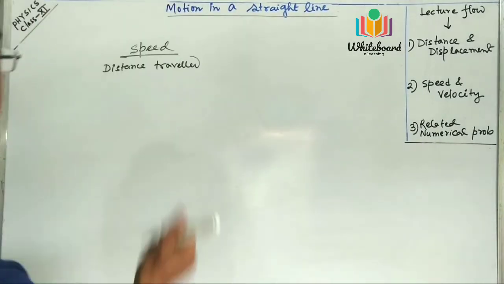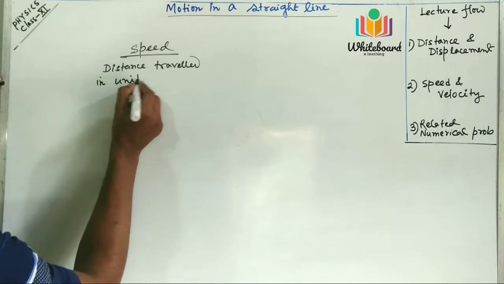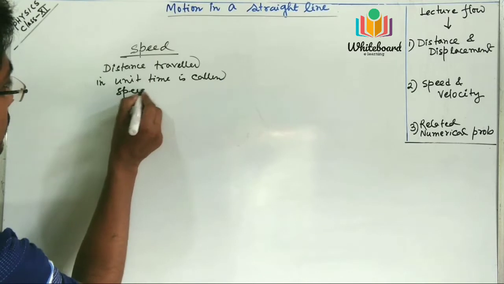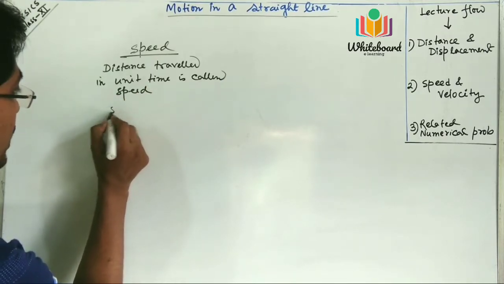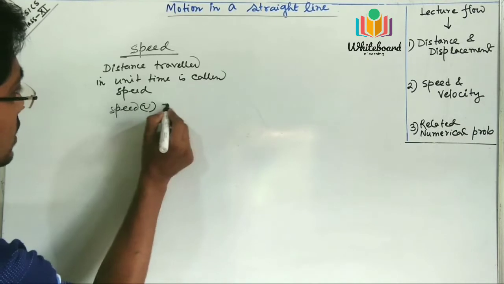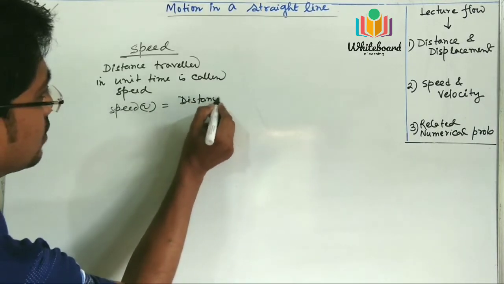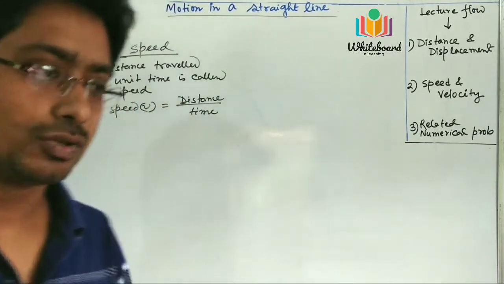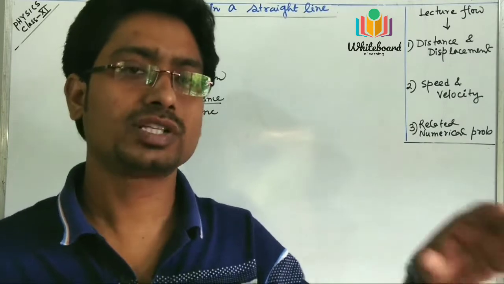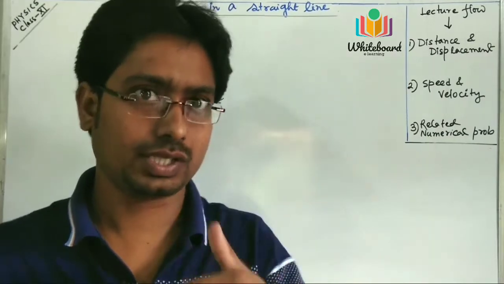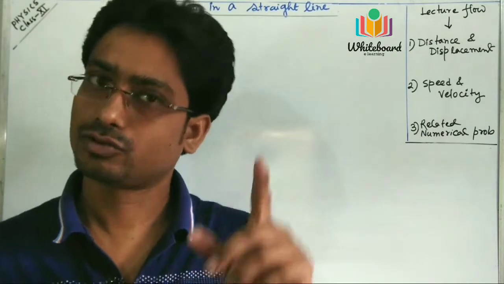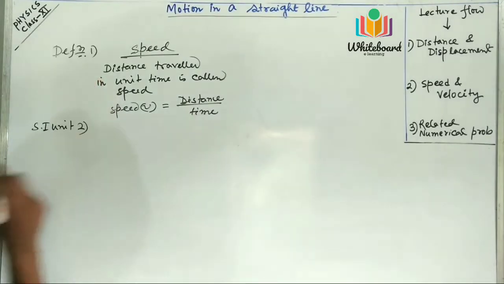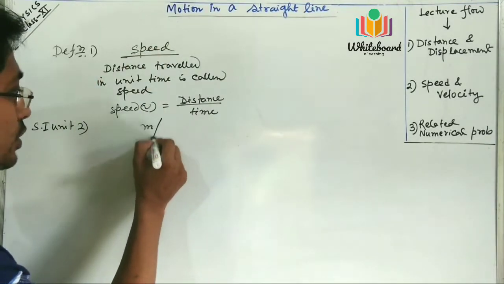Speed means the distance traveled in unit time. It can be written as speed v equals distance by time. So per unit time, how much path it traverses. Comparing on this, you can check which is faster and which is slower. It is a very important physical quantity in our life. The SI unit of speed is meter per second.